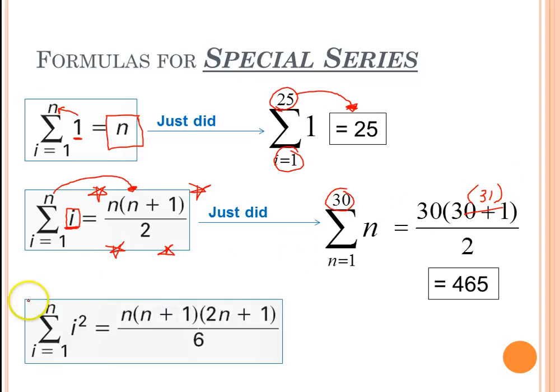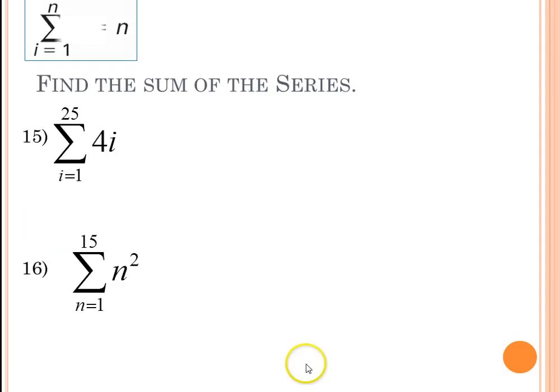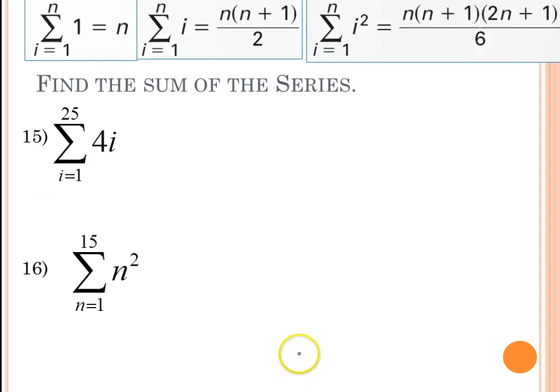Now, the last special pattern we're going to talk about is right here. And you can use this anytime you have an i squared or n squared or x squared. Okay, and we're going to look at this one on the next slide. But whatever your n is, you plug it in, and it's going to make it a lot faster for you to get to your answer. So here's our 3 special patterns.